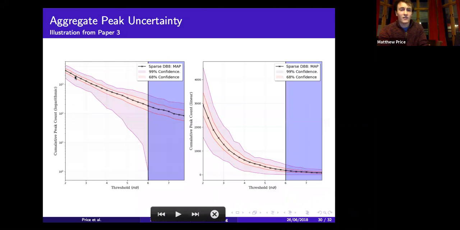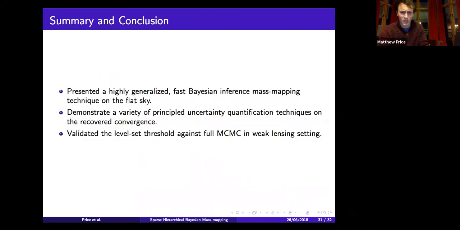So we have yet to use these uncertainties to actually get cosmological inference, but this is just demonstrating that you can leverage these fast Bayesian inference techniques to get these types of global statistics. Just to summarize, we've presented a highly generalized, fast Bayesian inference mass mapping technique on the flat sky, though there's no reason you can't extend this to the spherical sky. We've demonstrated a variety of principled uncertainty quantification techniques, and we've validated these uncertainties against MCMC.